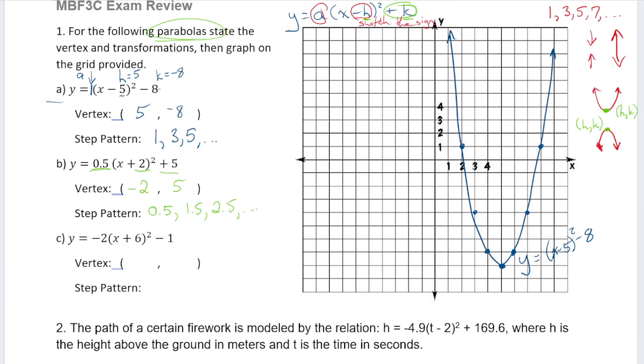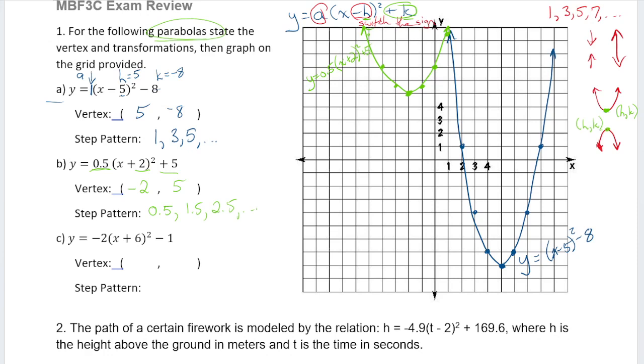So we'll find the vertex. We'll go -1, -2, up 1, 2, 3, 4, 5. There's my vertex. Step pattern, I go over 1, up a half, over 1, up 1 and a half, over 1, up 2 and a half. And then I do the same on the other side. And draw my parabola through the dots and label y is equal to 0.5 times (x plus 2) squared plus 5.